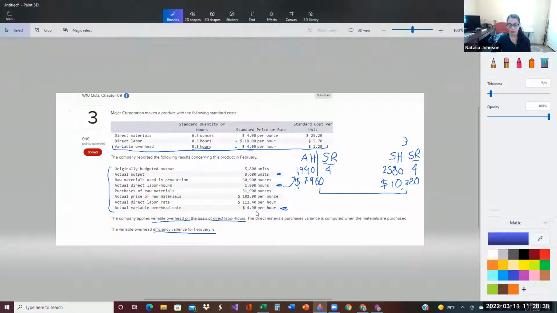So for the rate variance, maybe you could use a different color pen. Yeah. So it's going to be actual hours and then standard rate minus actual rate. So actual hours, we already know that it's 1990. And then standard rate, and actual, it's going to be 4.90. Okay, and what is that?